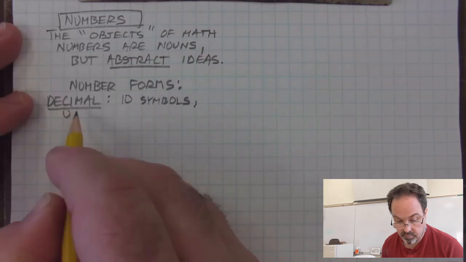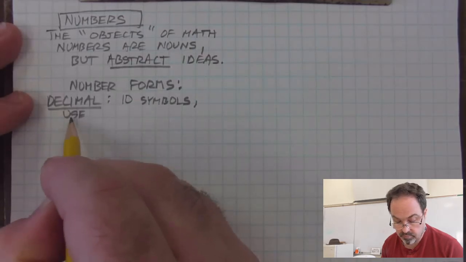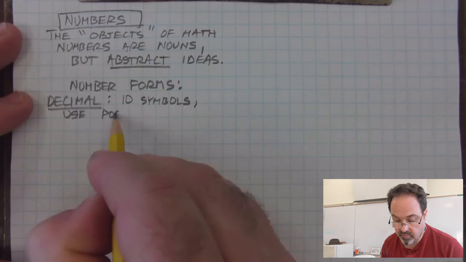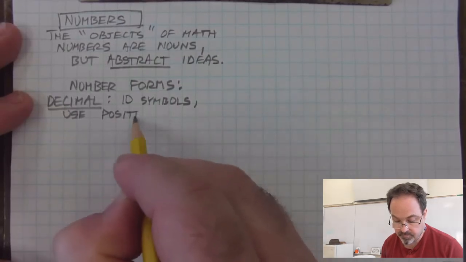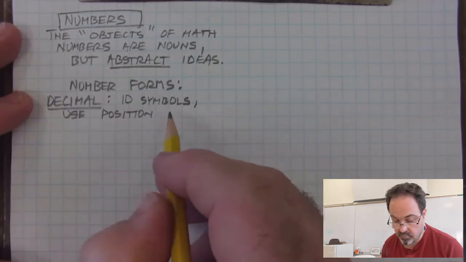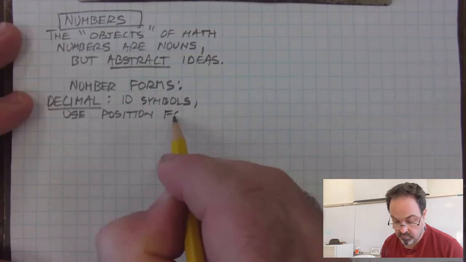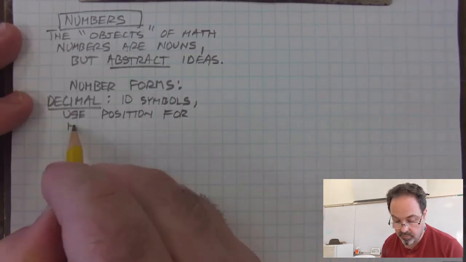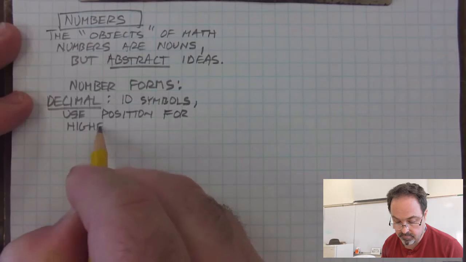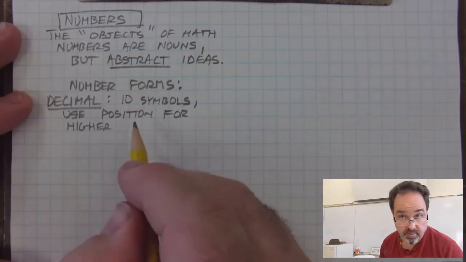And decimals also use the idea of positions, the placement of those symbols for higher counting. Counting higher than 10.